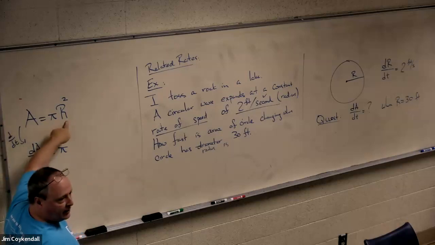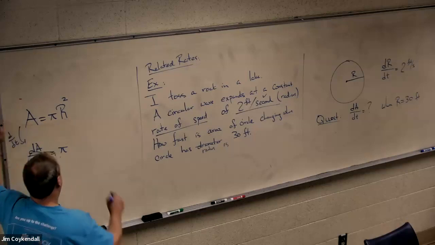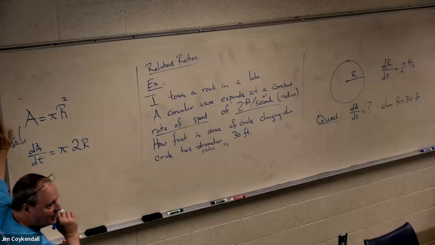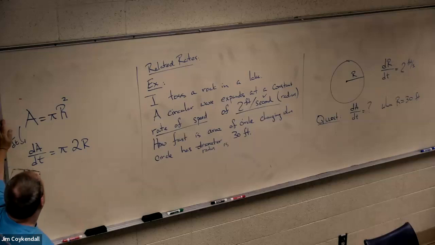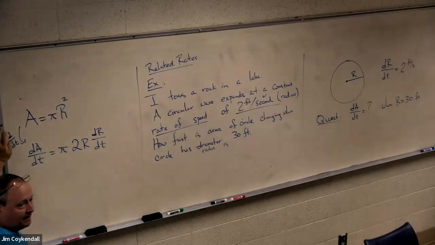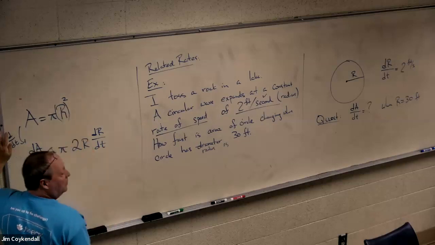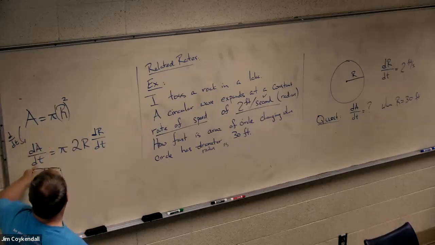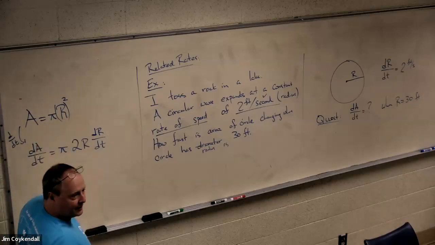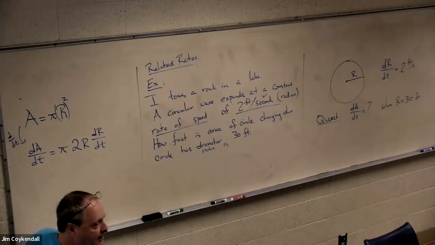times, what's the derivative of R squared? Are we done? 2R times 1. Remember, we took the derivative. So again, this is the chain rule. That's why we're doing this section now. We need the chain rule. Derivative of A with respect to t, the dA/dt, is 2R times the dR/dt. And now I've got everything I need.